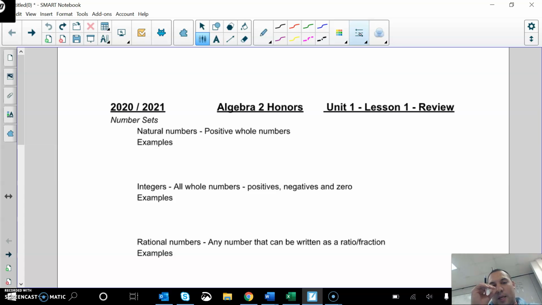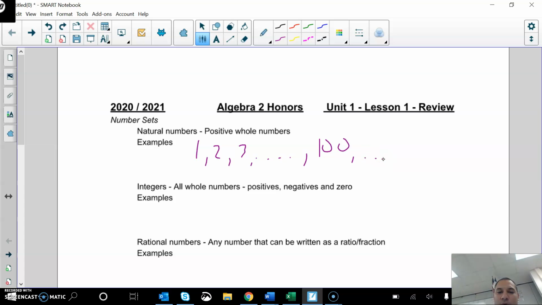Alright, we're starting with our natural numbers. Those are your positive whole numbers, so 1, 2, 3, and so on and so on, 100 and so forth and so forth. Pretty standard, pretty straightforward. The symbol for the set is a bolded N as such. So those are our natural numbers.